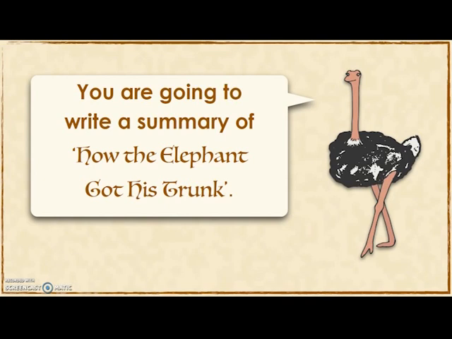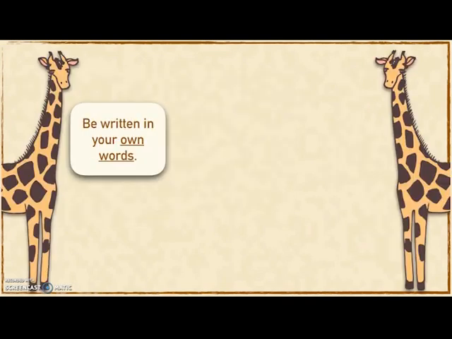So in this session, our independent activity is going to be to write a summary of how the elephant got his trunk. So the very first thing we're going to think about is, what actually is a summary? Well, quite simply, a summary is a shortened version of a text, and it should contain certain things. It should be written in your own words, so you're not going to necessarily try and write word for word what the original text was saying.